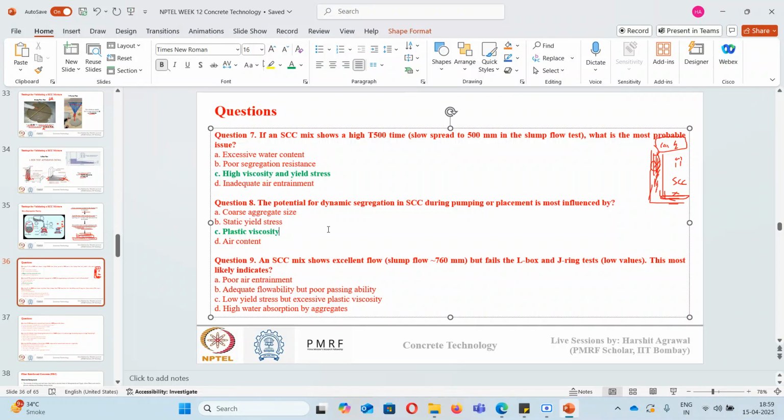Okay, question number 9. SCC mix shows excellent flow but fails L box or J ring test. The most likely indication is... so it is flowing but it is not passing the L box or J ring test. What can be the most likely indication to this?